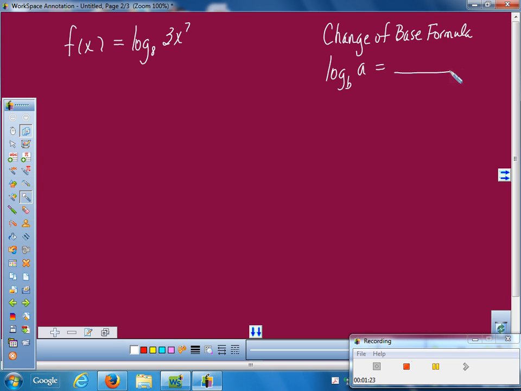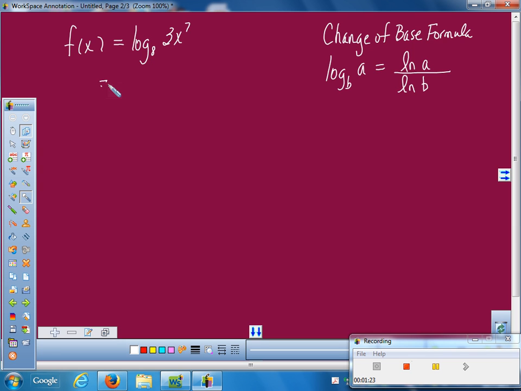But essentially, if we want to change it to natural logs, you're going to do the natural log of A, the argument, divided by the natural log of the base. I always remember: argument goes to the attic, base goes to the basement. Attic, basement. Argument on top, base on bottom. So before you can do the derivative of this log base 8, you have to convert it to natural logs, because we only do derivatives of natural logs.